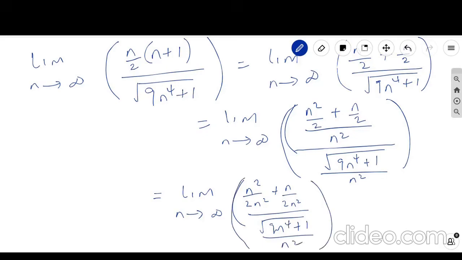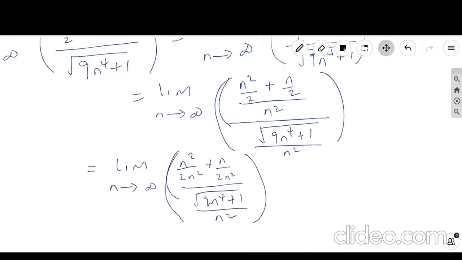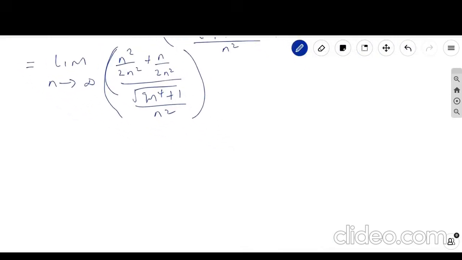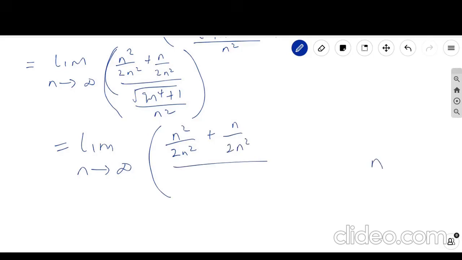So this is what we have now, and we try to simplify this further. We have n squared over 2n squared plus n over 2n squared over, don't forget that our n squared can also be written as the square root of n raised to power 4, which will also give us n squared. So I can write the denominator as the square root of 9n raised to power 4 plus 1 over the square root of n raised to power 4.